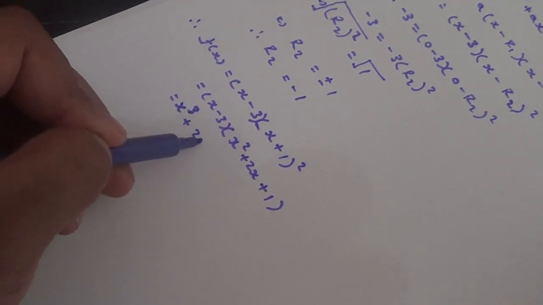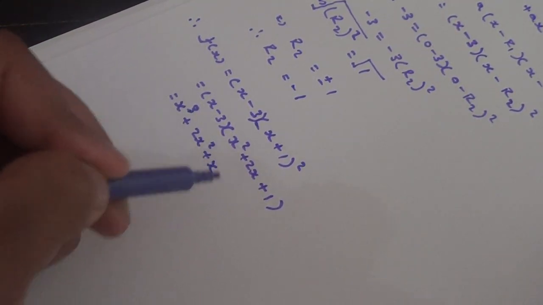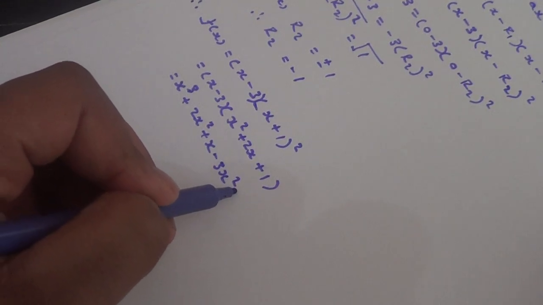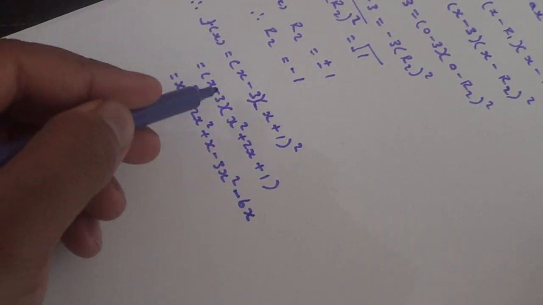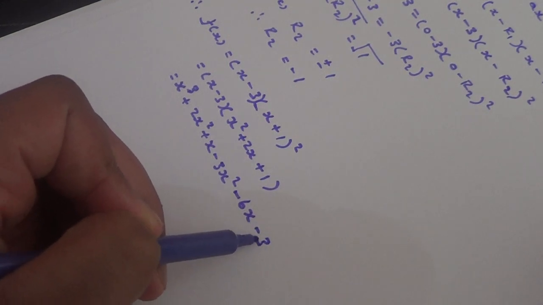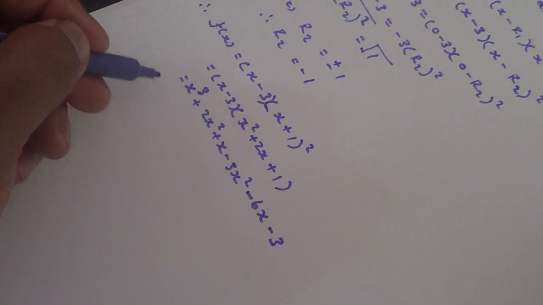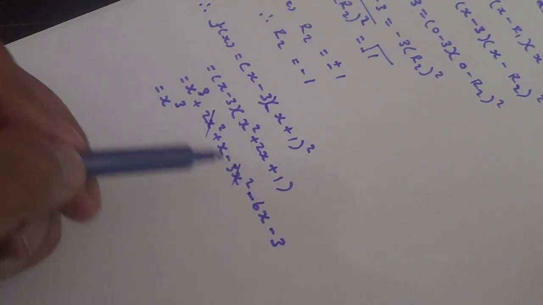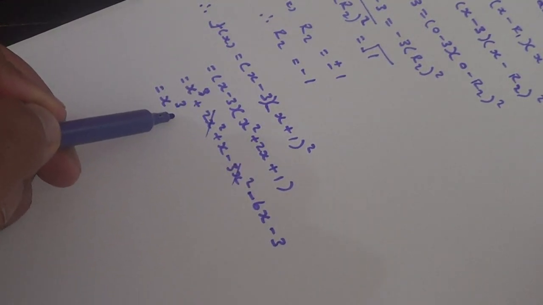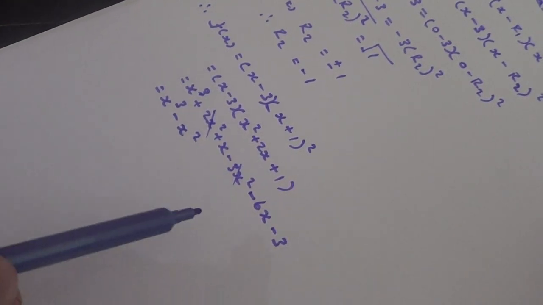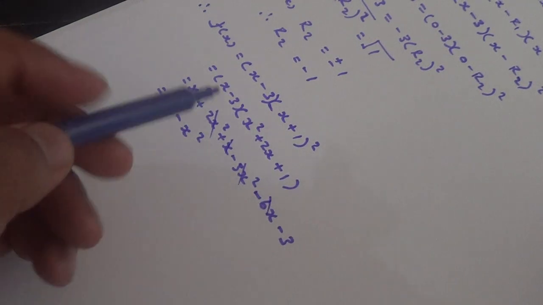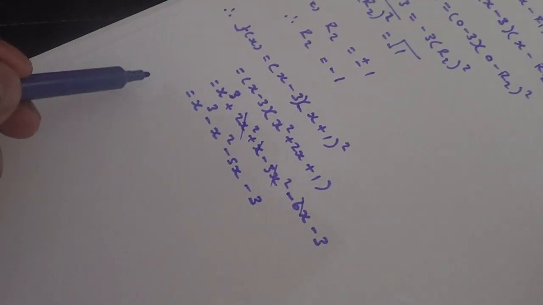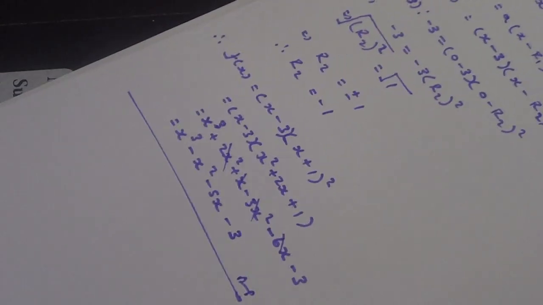We multiply here, it becomes 2x squared plus x, and then we multiply that one, we get minus 3x squared minus 6x, minus 3. So you can already see our constant is coming back. So we have x cubed, this guy and that guy, so we get here minus x squared. And then that guy and that guy, I get minus 5x minus 3. And that's the answer that they asked me to look for.